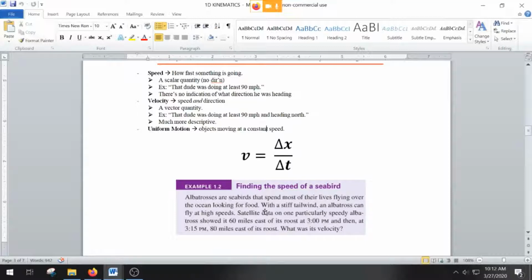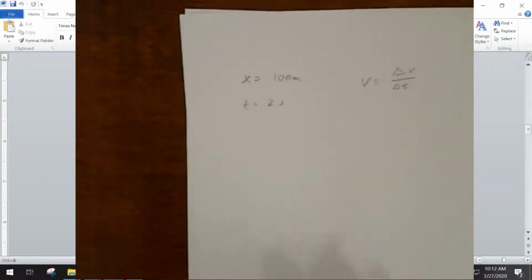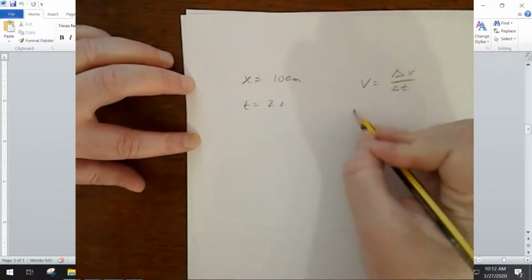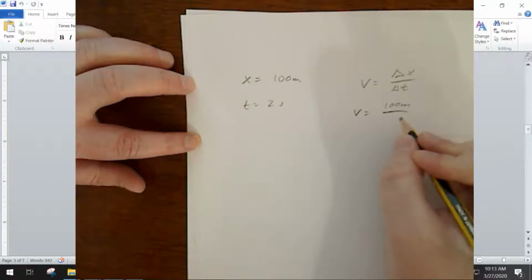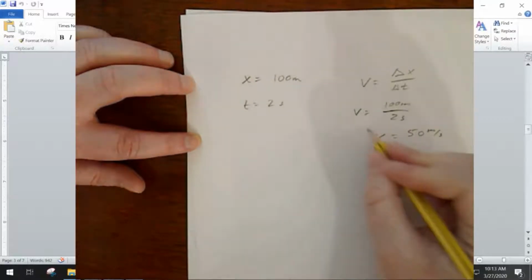Let's make up an example that doesn't involve miles and such. So let's say you've got yourself a car and it moves a distance of 100 meters in a time of 2 seconds. Well, if we want to know the average speed of that car, your velocity is your change in position over time. I should probably show you my screen. So your velocity would be that 100-meter change in position over 2 seconds. So you have yourself a speed of 50 meters per second.